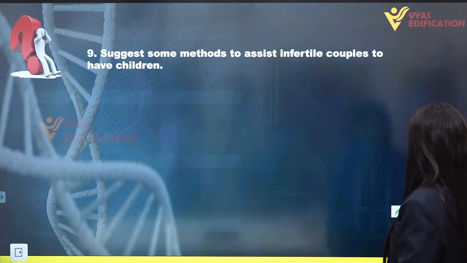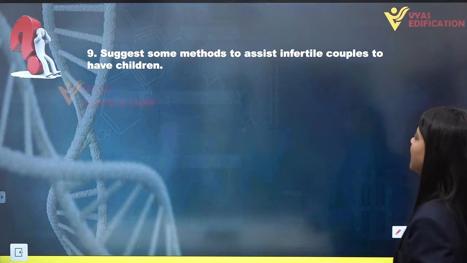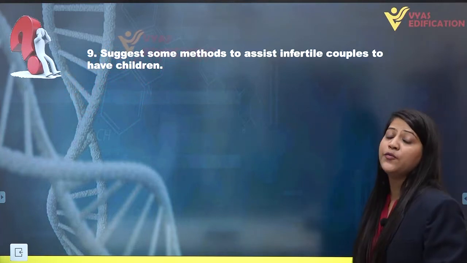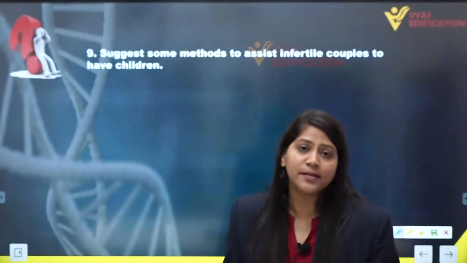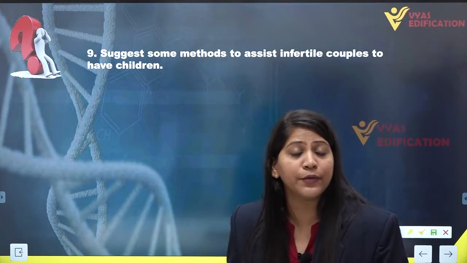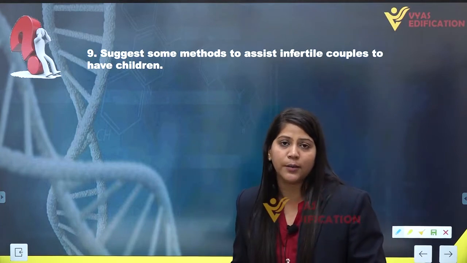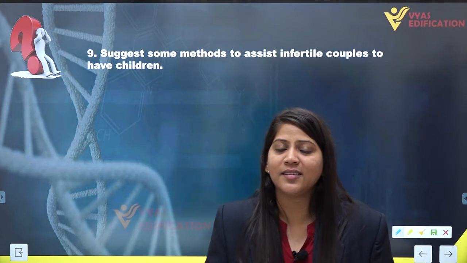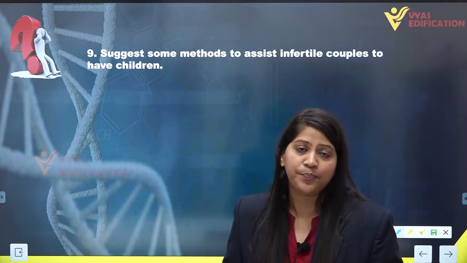Question number 9. Suggest some methods to assist infertile couples to have children. First of all, what do you understand by infertility? Infertility is the inability of couples to produce children, to produce a baby even after unprotected intercourse. This is infertility. Now, we have some techniques in medical sciences to assist such couples to have children.